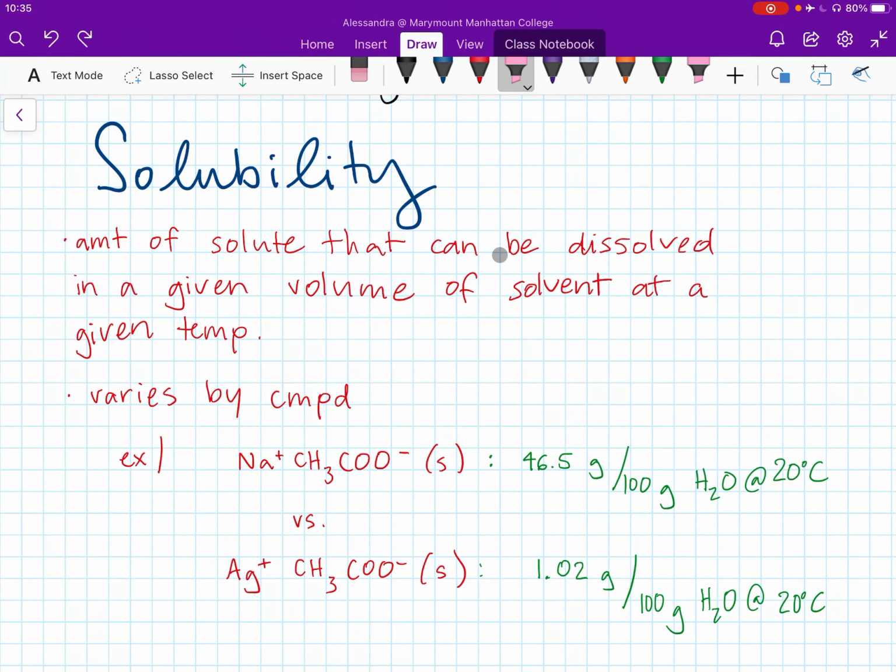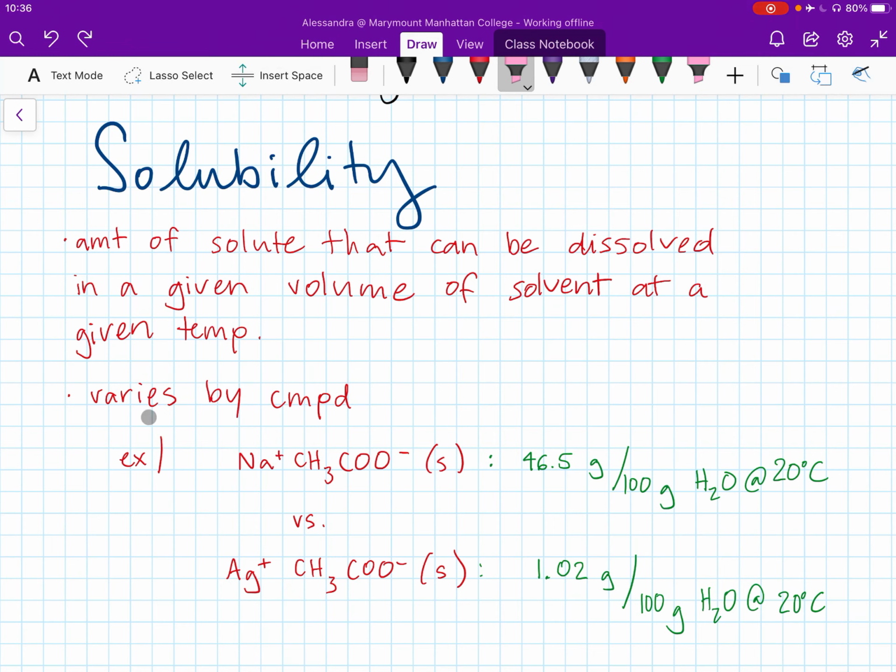In this lecture, we're going to talk about solubility and the factors that affect solubility. Solubility is a really important concept when we're talking about solutions because it describes the amount of solute that can be dissolved in a given volume of solvent at a given temperature. Now, solubility is highly temperature dependent. The rule of thumb is that as temperature goes up, the solubility of a given compound is also going to go up. You're going to be able to dissolve more of your solute in the solvent at higher temperatures.